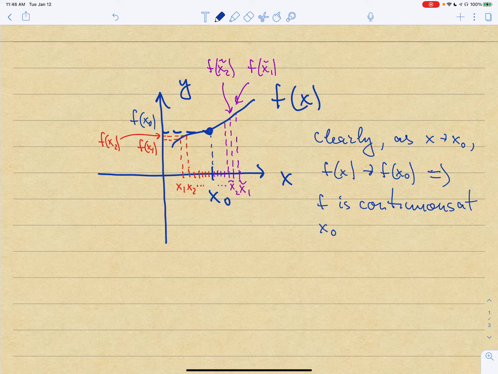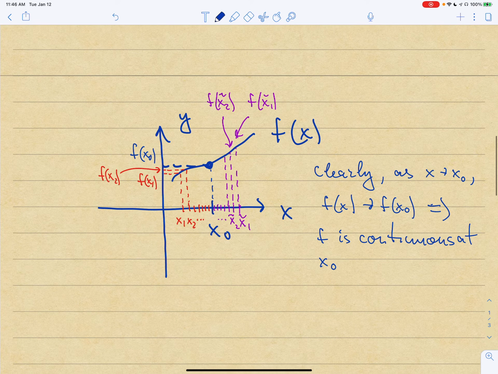Also, if I have a sequence which jumps from right to left or from left to right as x goes to x0, then again, the same thing is going to be true about f of x. F of x will go to f of x0, so the function is continuous.